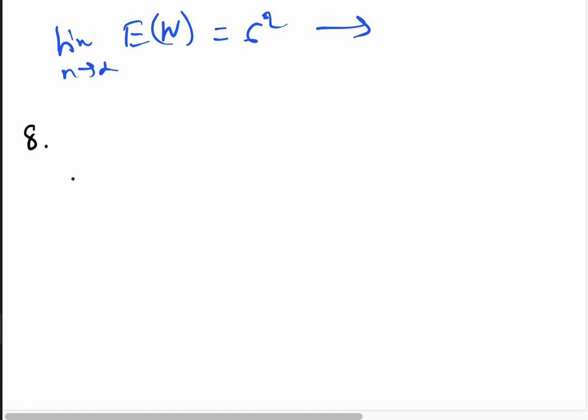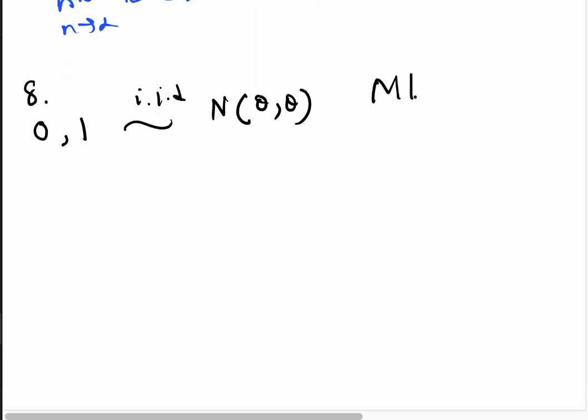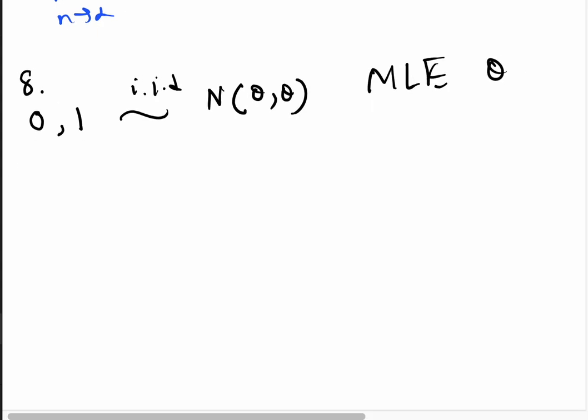Okay, so here the observed random values are 0 and 1. That means x1 equal to 0, x2 equal to 1, from an IID random variable that is N(theta, theta). We have to find the maximum likelihood estimate of theta. So let's check that.